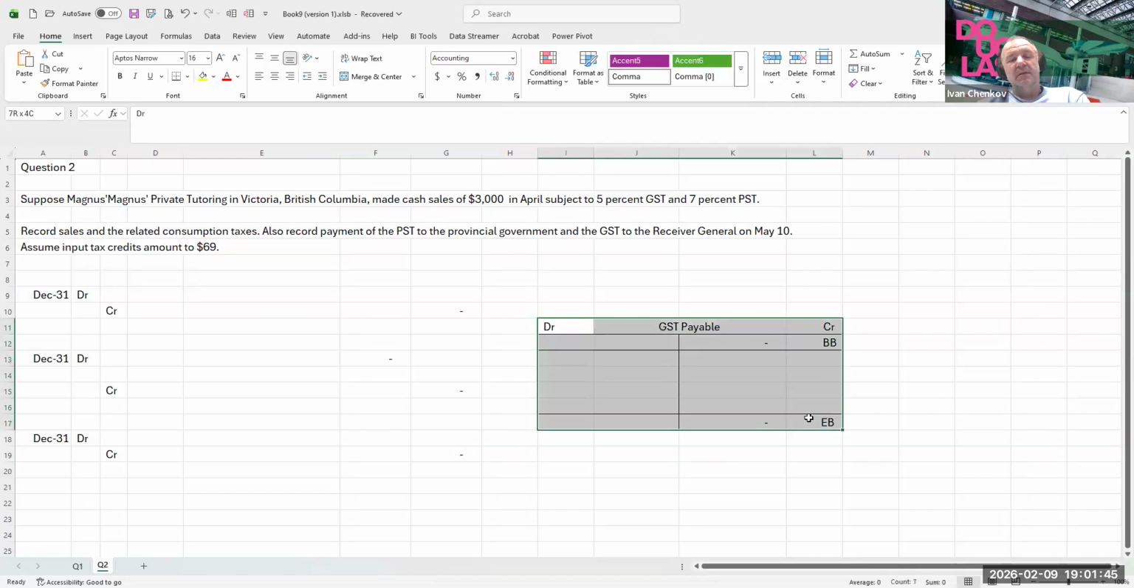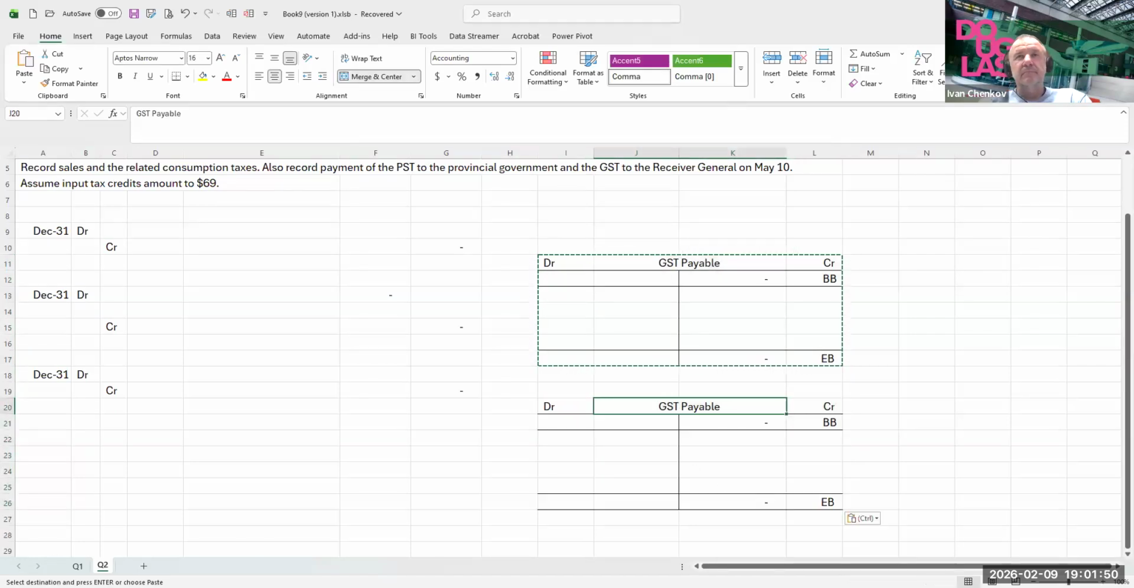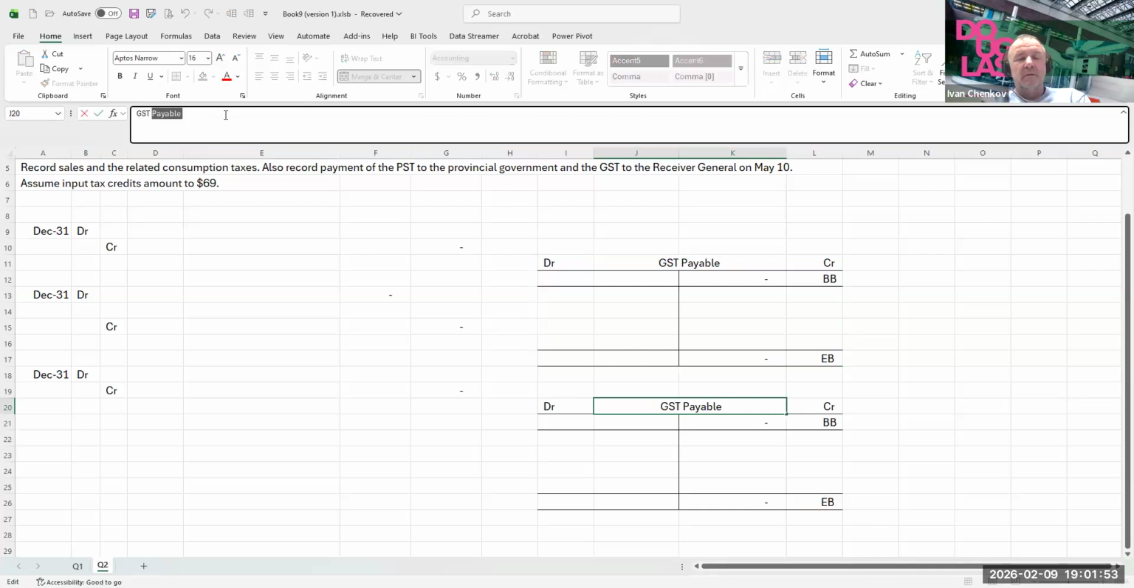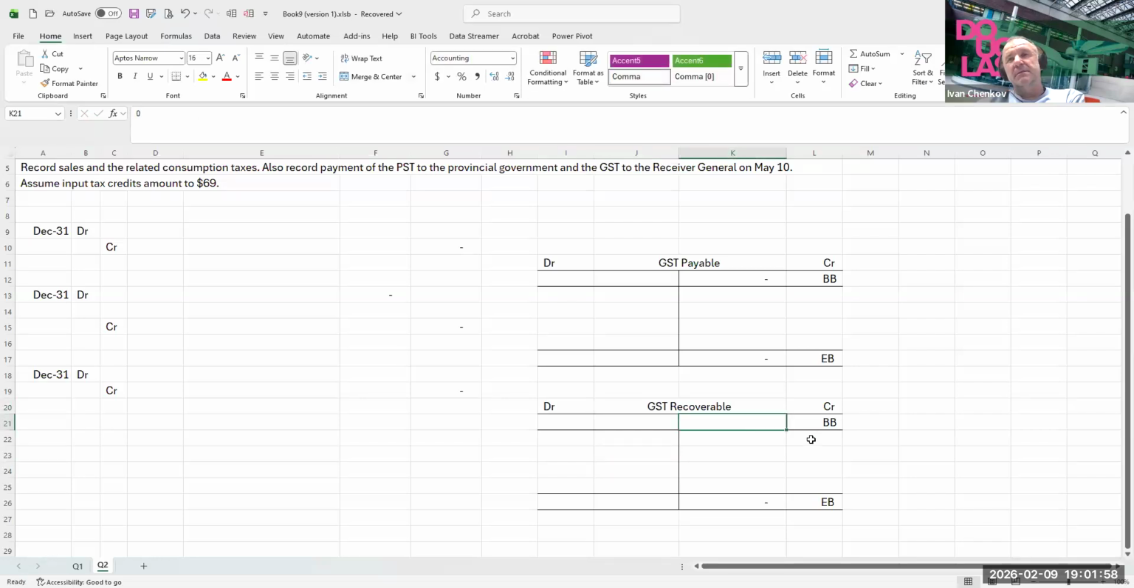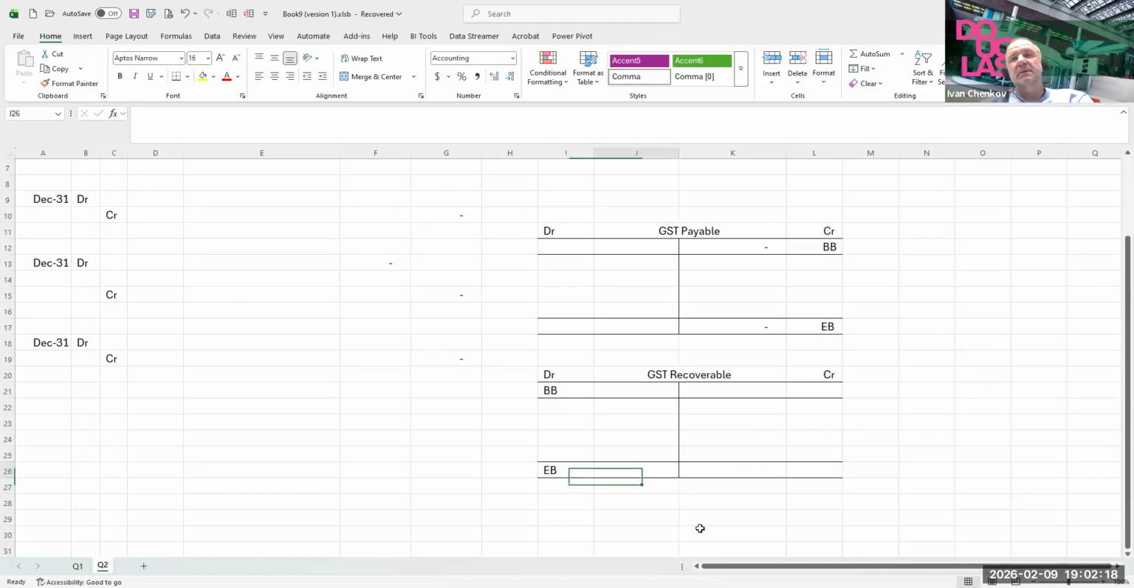Then we're going to have another account, which will be the GST recoverable. This account has a debit balance because we're going to recover something from the government, and we already know that the input tax credit amount is $69. So we know that this amount here is 69. What happened above is irrelevant.